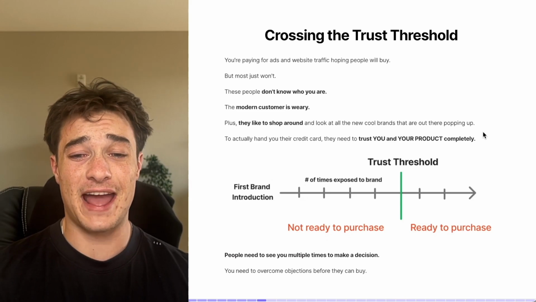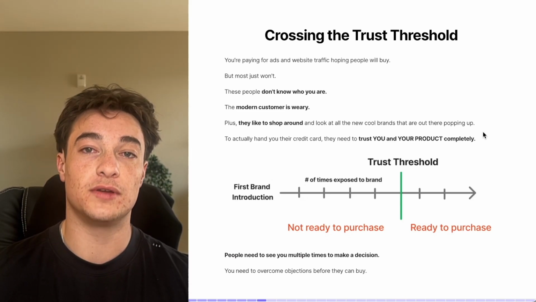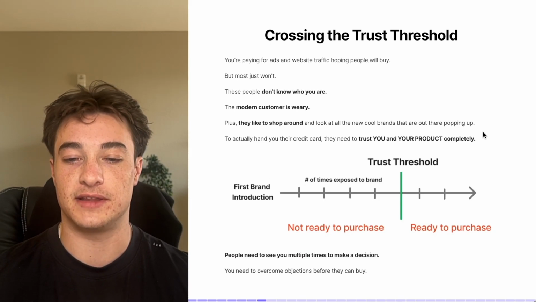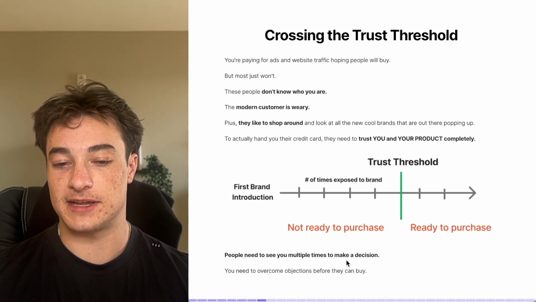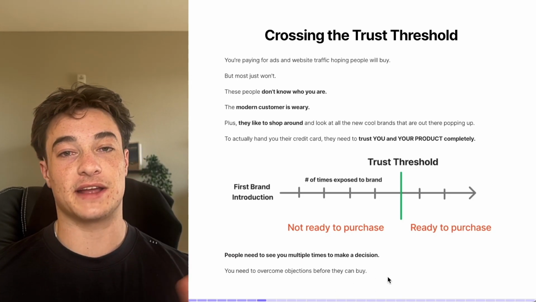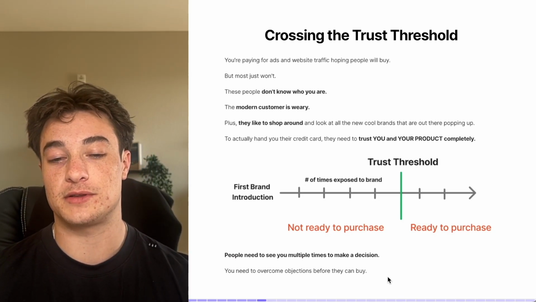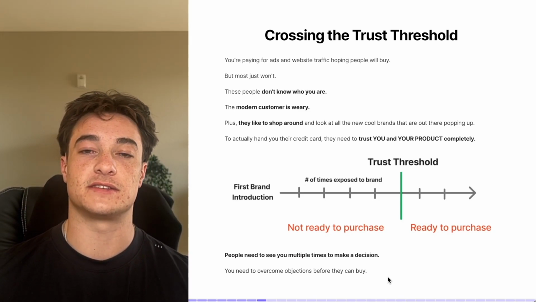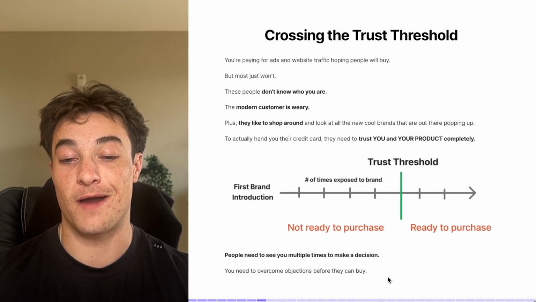Now, to actually hand you their credit card, they need to trust you and your product completely. So, people need to see you multiple times in order to make a decision. You need to overcome these objections before they can buy. Back in the day, you could at times have gotten away with just chucking up an ad creative, tossing some money in it, and getting people to buy at a high clip. Now that is not possible.